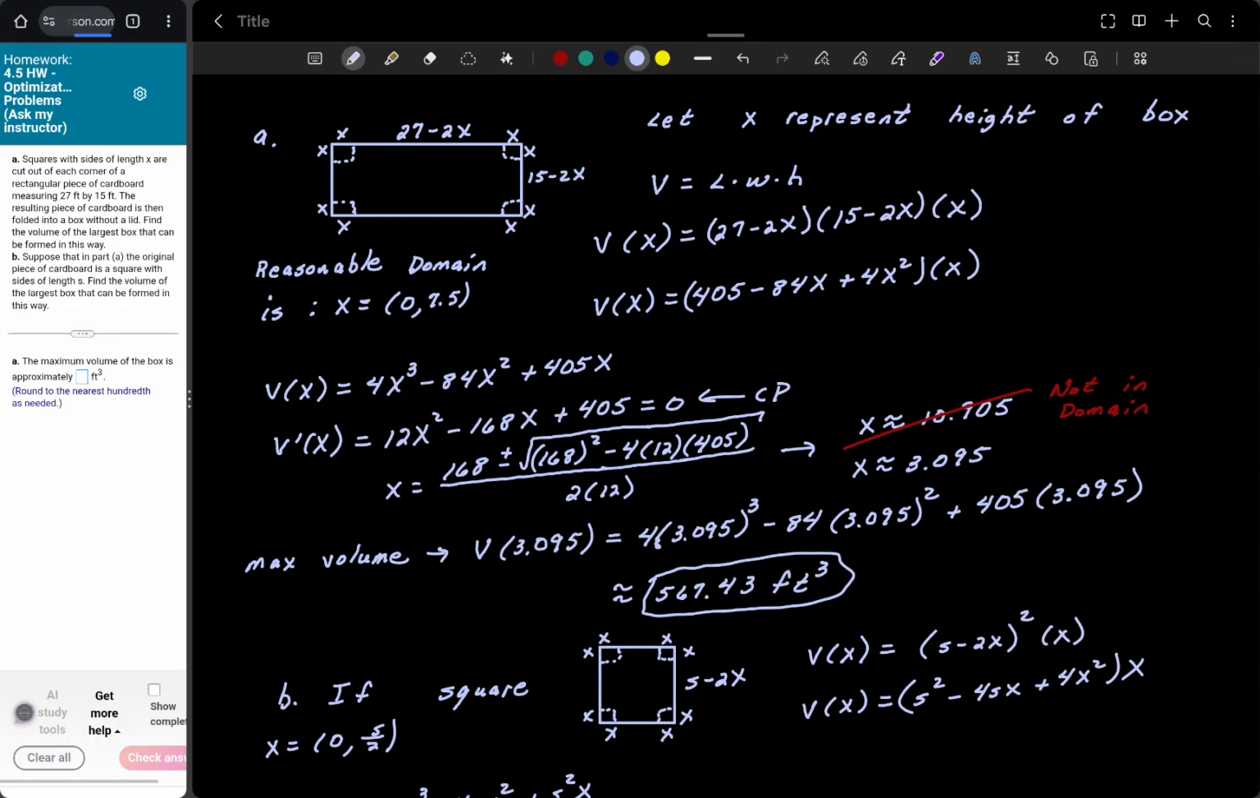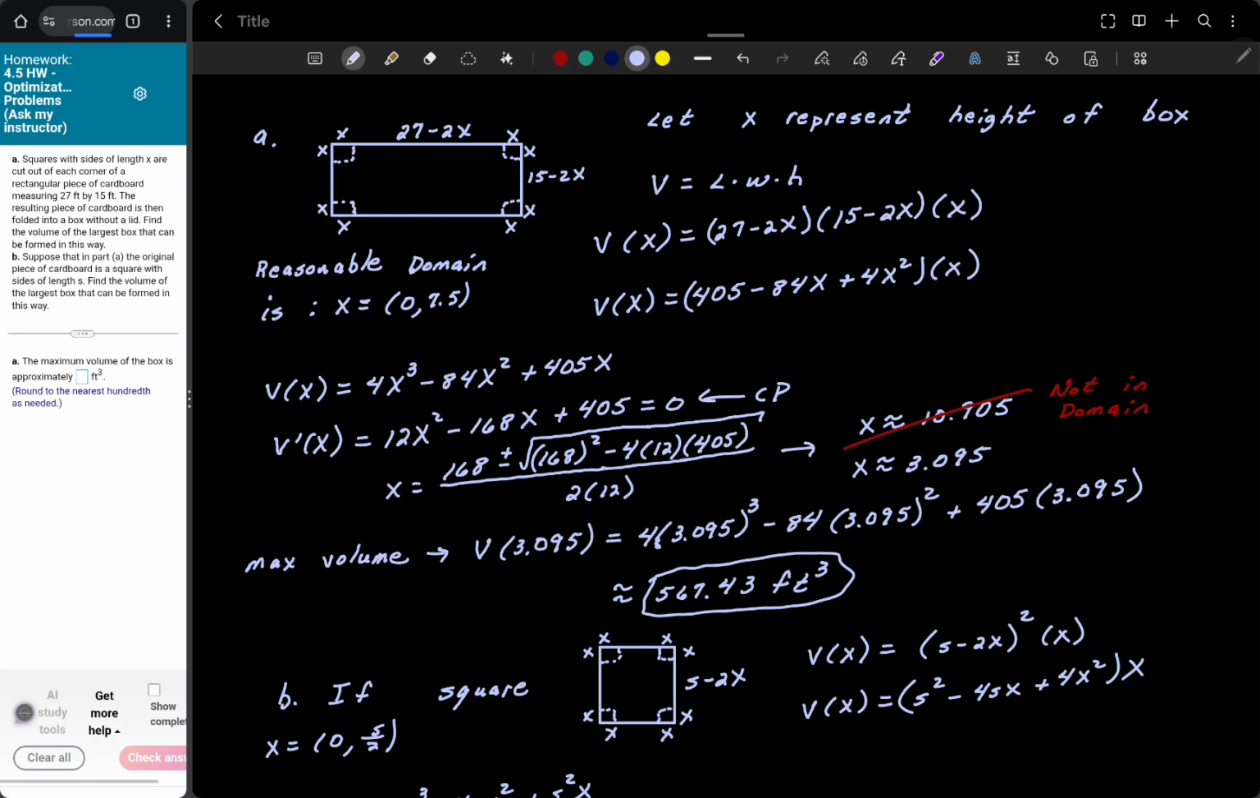Let's take a look at this optimization problem from the 4-5 homework. It's giving us a specific box to begin with, and then it wants us to solve in general if the figure is a square. What we're trying to do is optimize the volume of a box given the dimensions of a piece of cardboard that we're using to create it. In this case, we have a piece of cardboard that's 27 by 15.